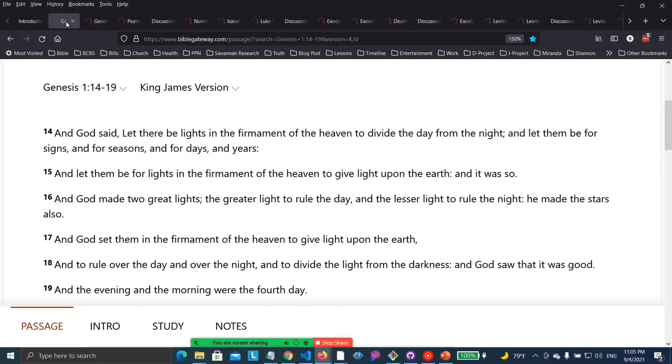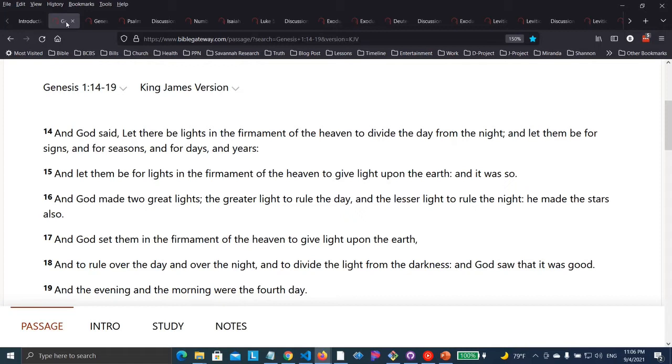And God said, "Let there be lights in the firmament of heaven to divide the day from night. And let them be for signs and for seasons, for days and years. Let them be for lights in the firmament of heaven to give light upon the earth." And it was so. And God made two great lights, the greater light to rule the day, and the lesser light to rule the night. He made the stars also. And God set them in the firmament of heaven to give light upon the earth, and to rule over the day and over the night, and to divide the night from darkness. And God saw it was good. In the evening, in the morning, were the fourth day.